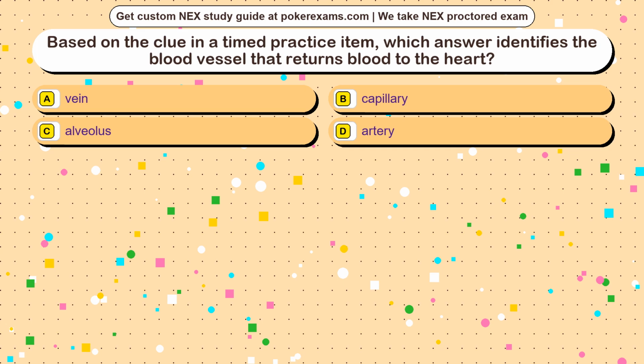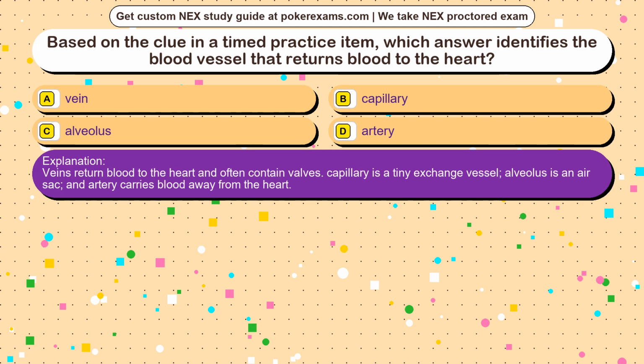The correct answer is option. Veins return blood to the heart and often contain valves. Capillary is a tiny exchange vessel, alveolus is an air sac, and artery carries blood away from the heart.